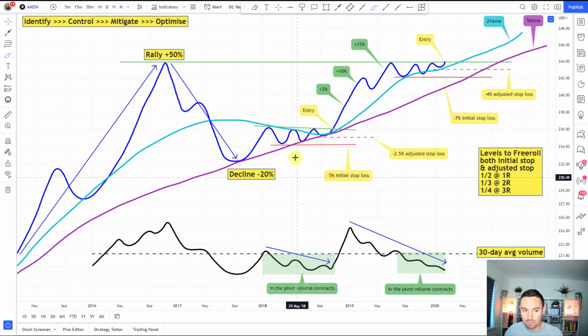But with the volume drying up, the multiple type candlesticks, what is this an indication of? From supply and demand, it's an indication that there is a lessening amount of supply coming to the market. Supply is being absorbed.